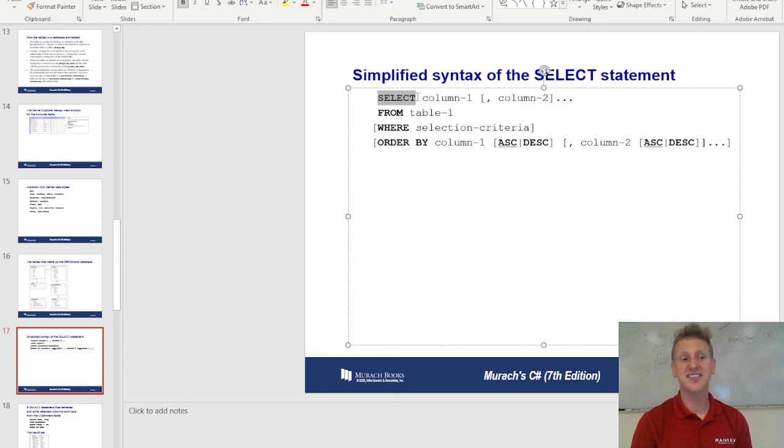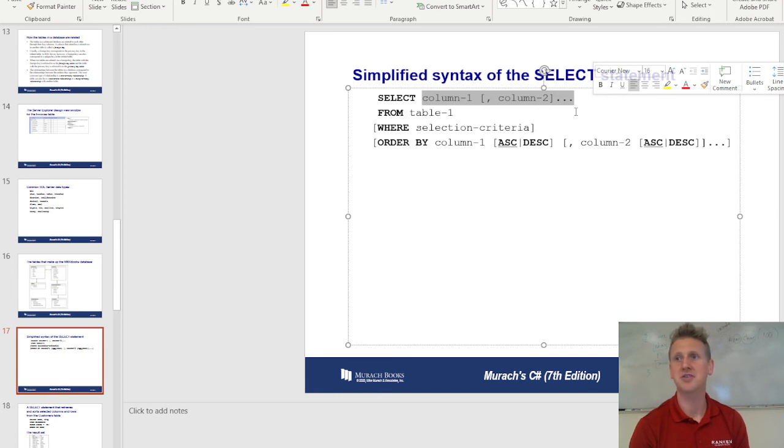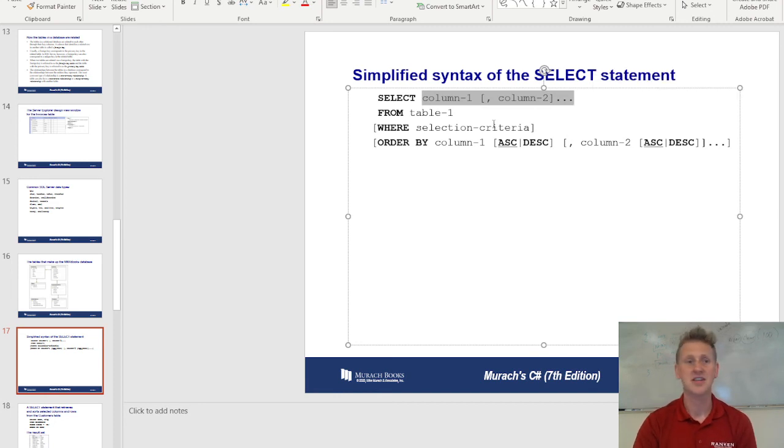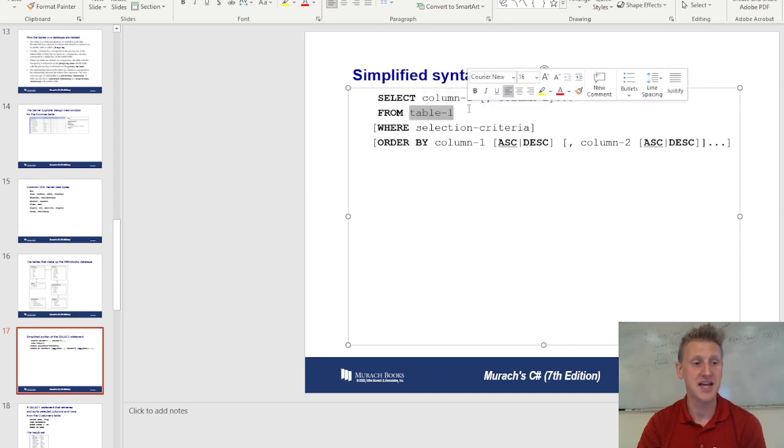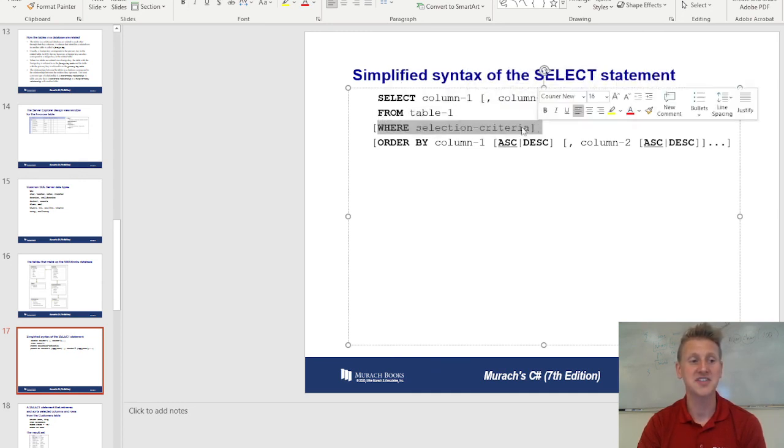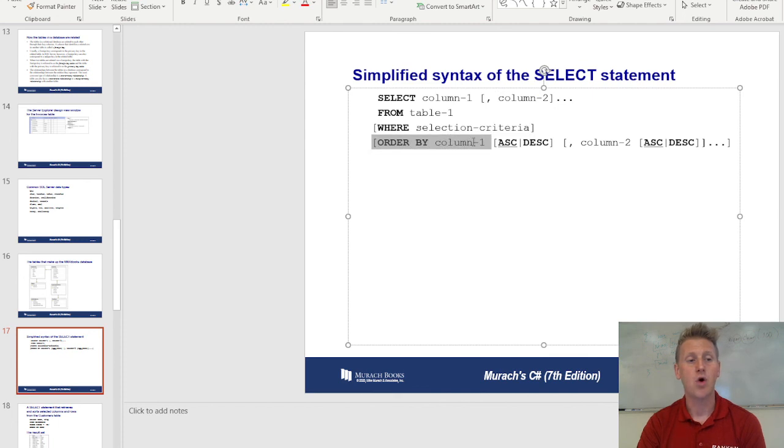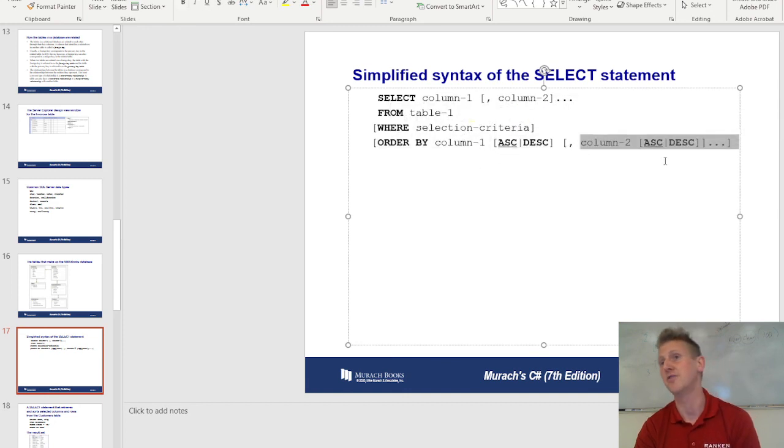The first keyword is select. You select various columns. By the way, these are what your labs are. Your labs are just learning this, right? You're selecting various columns from a specific table where certain conditions exist, and then you order the data, sort it, if you will, order by, sort it by this particular column, descending, so on and so forth. So this is a select command.